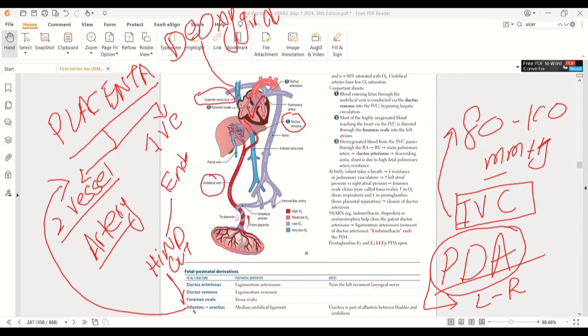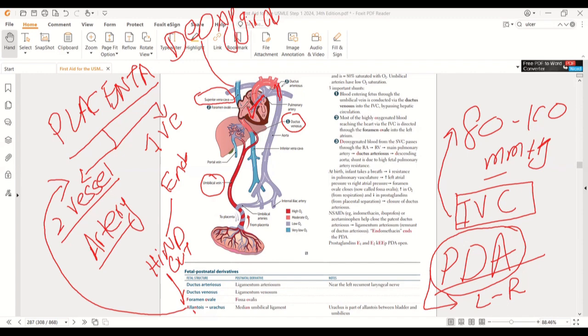Okay, so we are discussing the PDA. There is a connection between the pulmonary artery and the descending aorta. This is known as the ductus arteriosus. After birth, because there is increased pressure in the left atrium and decreased resistance in the pulmonary vasculature, and also a fall in prostaglandins, it leads to the closure of this ductus arteriosus normally.